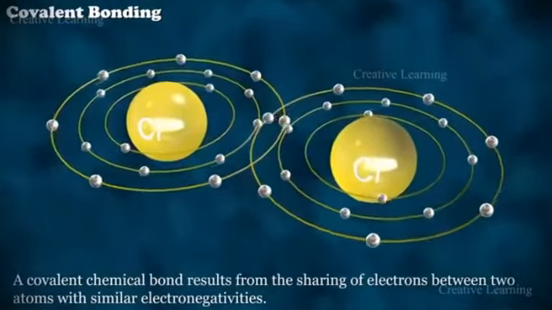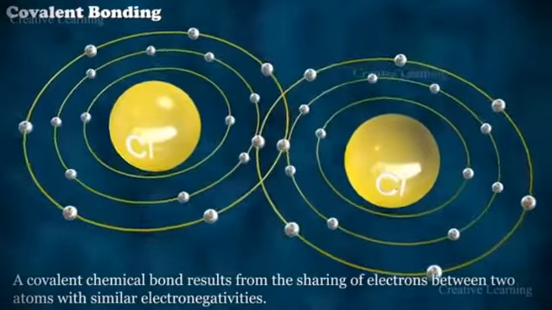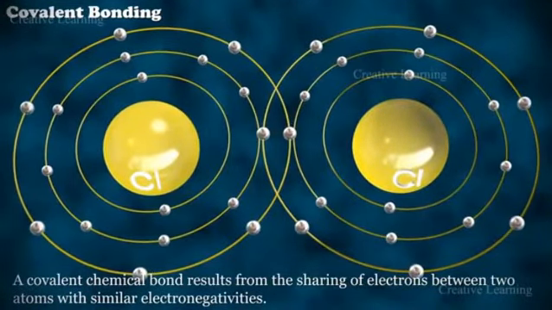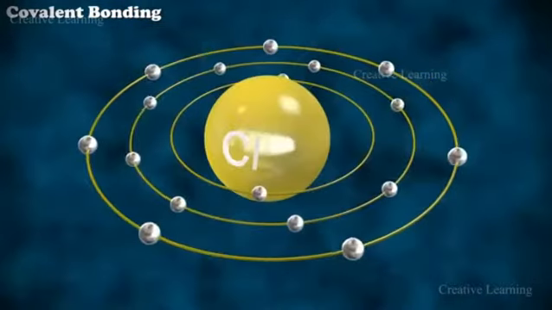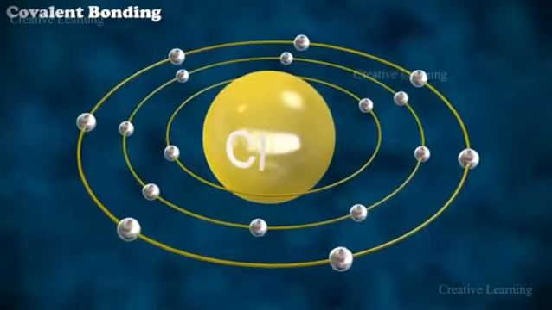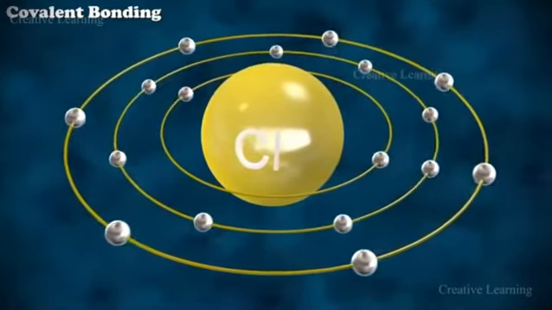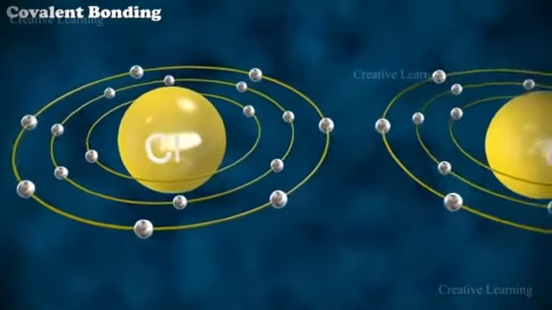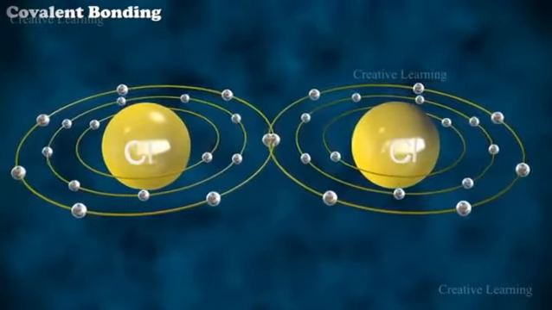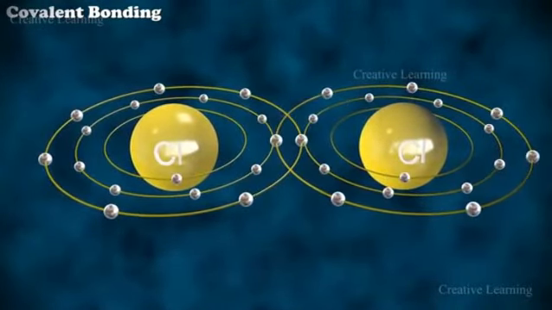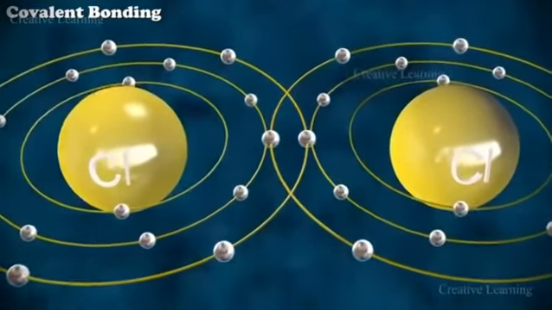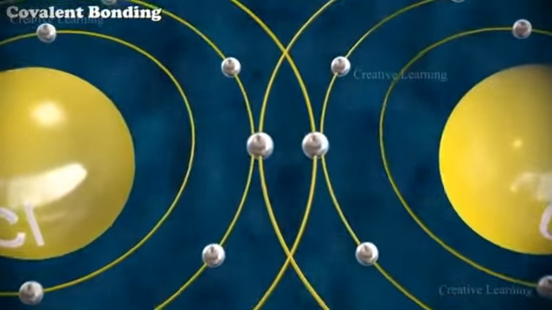Covalent bonding. A covalent chemical bond results from the sharing of electrons between two atoms with similar electronegativities. The electronic configuration of a chlorine atom is one electron short of the argon configuration. The formation of the chlorine molecule can be understood in terms of the sharing of a pair of electrons between the two chlorine atoms, each chlorine atom contributing one electron to the shared pair.